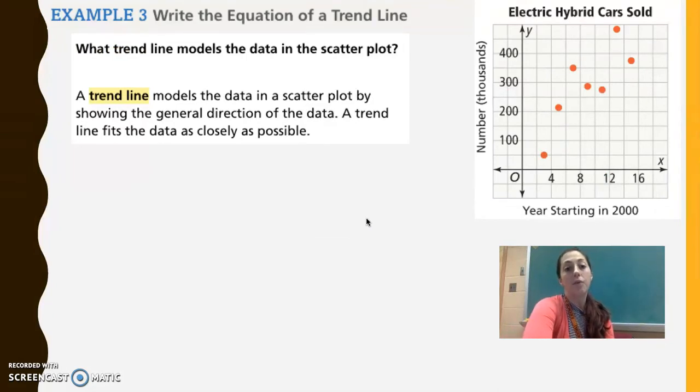Example 3, write the equation of a trend line. A trend line models the data in a scatter plot by showing the general direction of the data. A trend line fits the data as closely as possible.